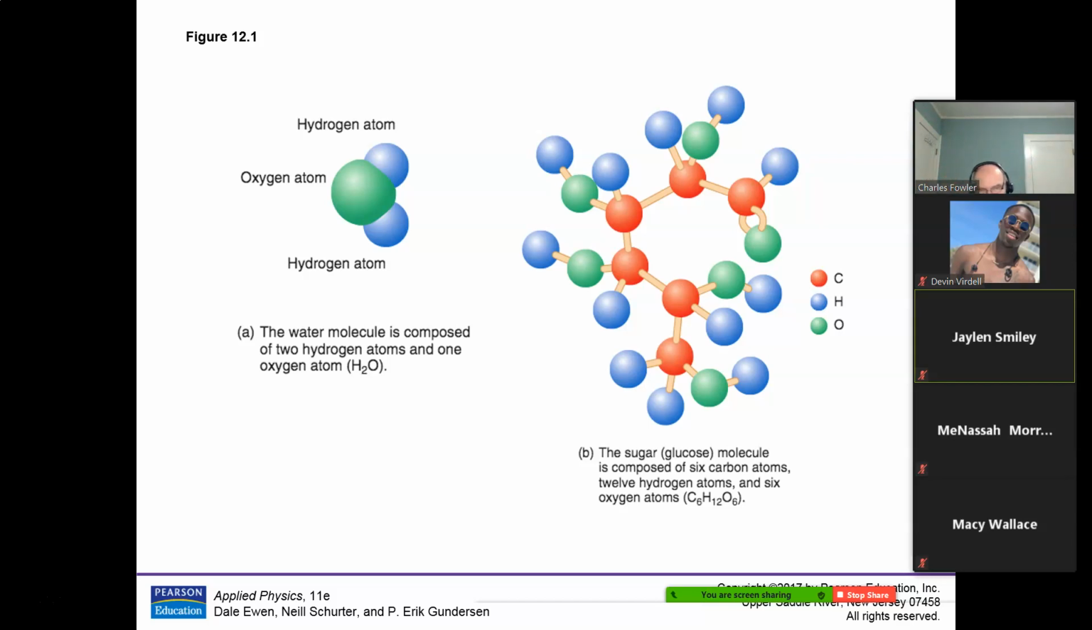That's elasticity. However, if you put too much weight on something like that and the board broke, then you've reached its elastic limit. That's when something gets permanently deformed.